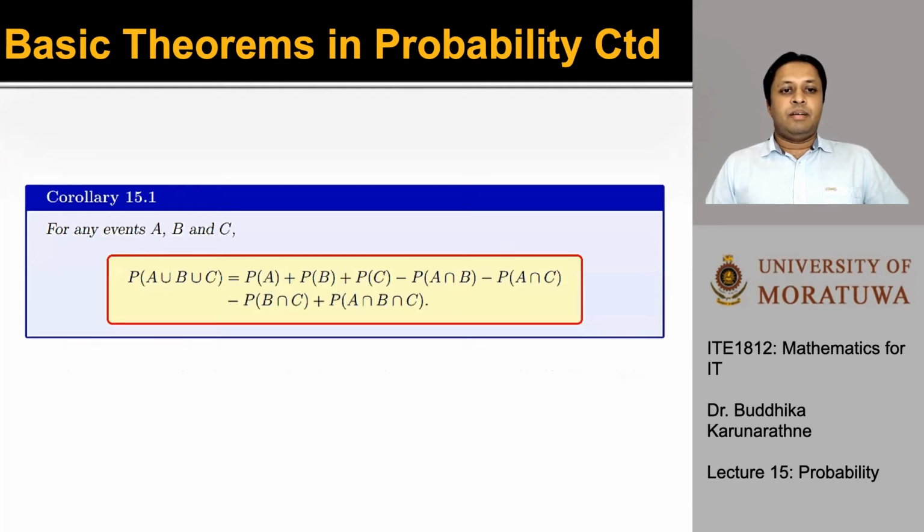Moving on with the corollary. We expand this for 3 events, A, B, and C. The probability of A union B union C is equal to the probability of A plus the probability of B plus the probability of C, minus the probability of A intersection B, minus the probability of A intersection C, minus the probability of B intersection C, plus the probability of the whole intersection between the 3 events, A intersection B intersection C. So this is a corollary connecting these 3 separate events A, B, and C.